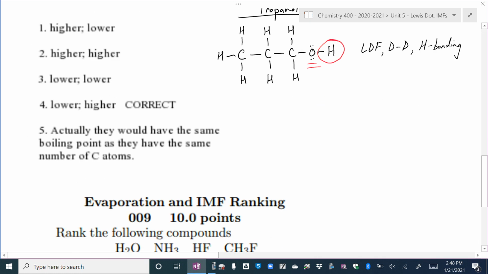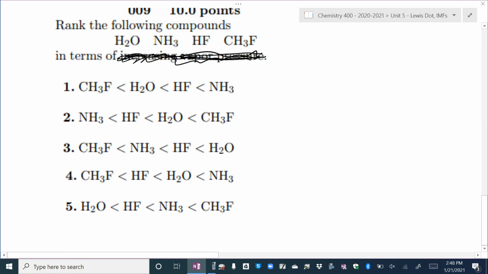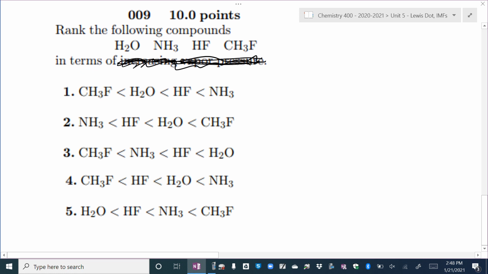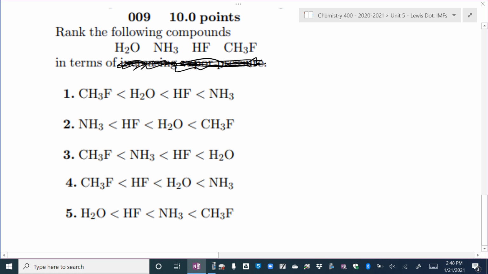All right, final example here. We're going to do number 9. Now I'm going to change number 9, the question, up just a little bit. I'm going to rank the following compounds in terms of boiling point. We're going to rank them from highest to lowest.